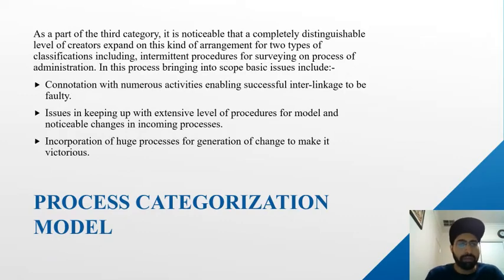Third is the process categorization model. In this model, process categorization is projected at different levels in business. The most detailed one is the value chain shown by Michael Porter. For implementation of this model, two category procedures are ingested, including a core procedure for hostile forms.